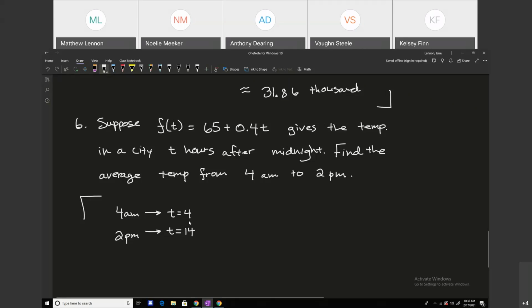So the average temp, remember what you do is you take, this is just the average function value, which is 1 over the length of the interval that we're working on. So it's going to be 1 divided by 14 minus 4 times the integral along that interval. So from 4 to 14 of our function measuring the temperature, which is 65 plus 0.4t dt.